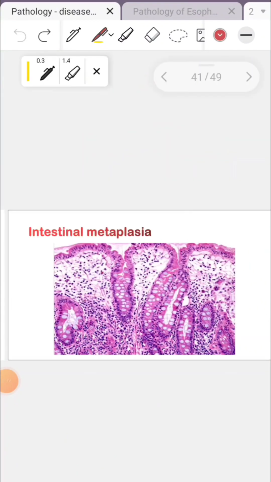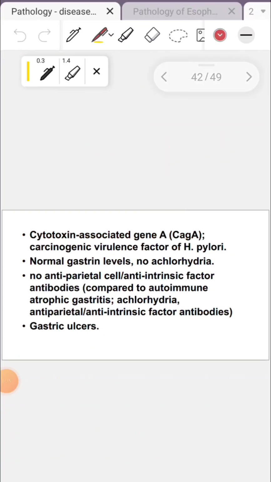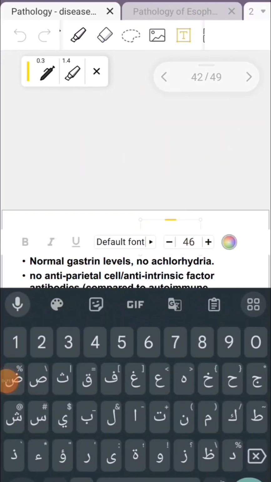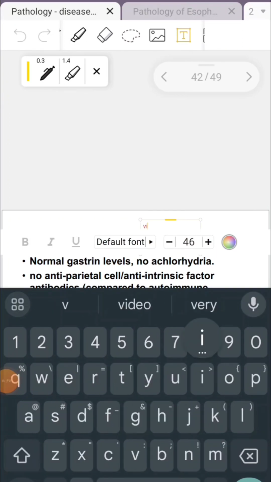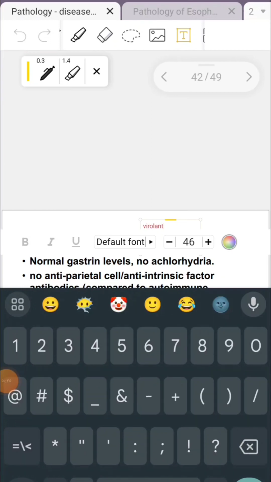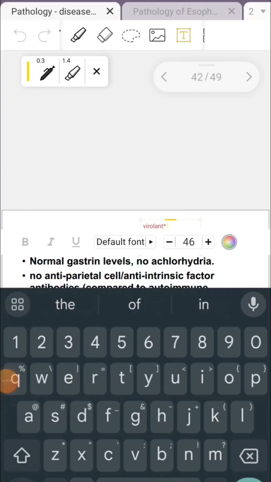Cytotoxin associated gene A is the virulence factor, the carcinogenic virulence factor in H. pylori. Every bacterium has virulence factors. Gastrin level is usually normal here unless it affects the fundus and body. No achlorhydria. High achlorhydria is a feature of autoimmune gastritis.